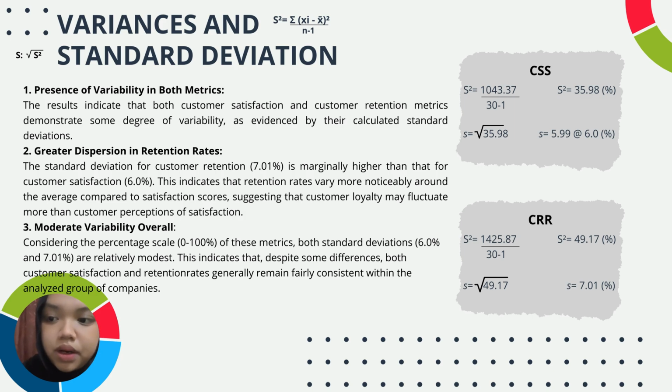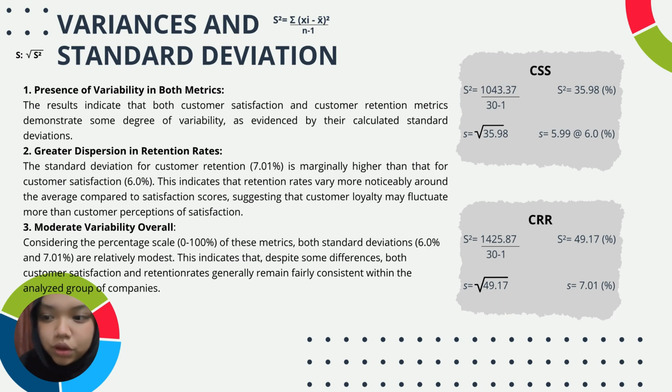Second, with the dispersion in retention rate, the standard deviation for customer retention is 7.01, which is marginally higher than that for customer satisfaction, 6.0. This indicates that retention rate varies more noticeably around the average compared to satisfaction score, suggesting that customer loyalty may fluctuate more than customer perception of satisfaction.